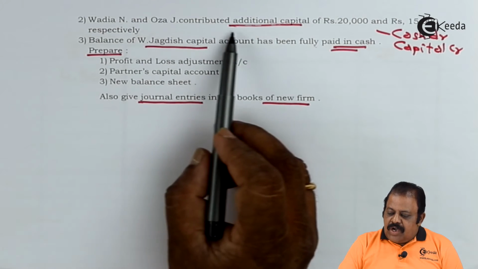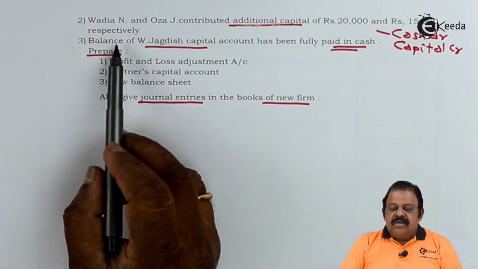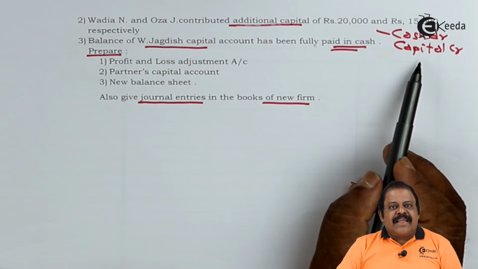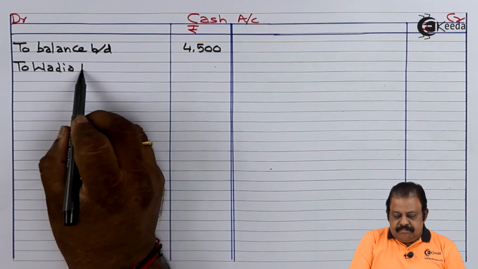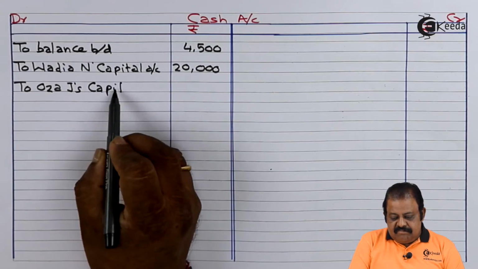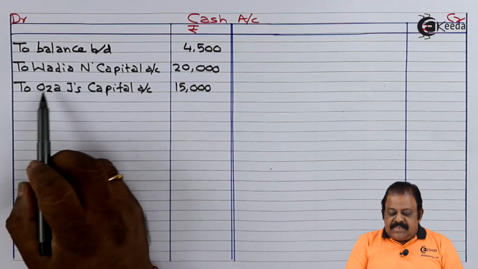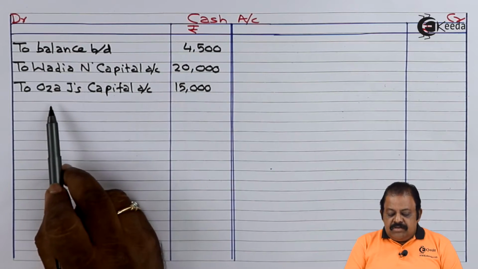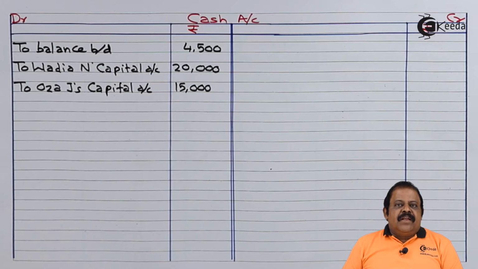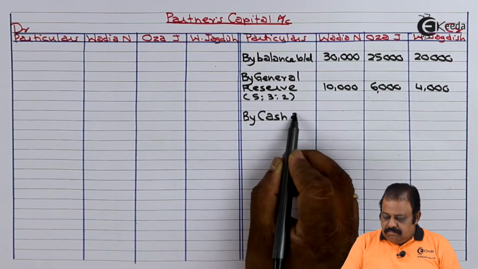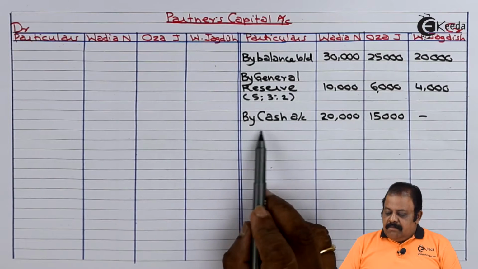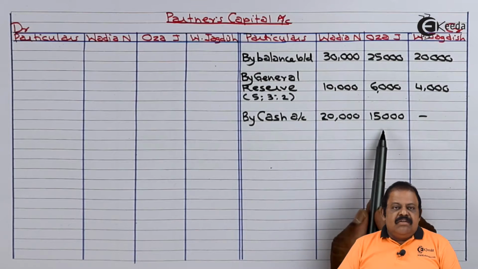Continue. Wadia and Oja contributed additional capital 20,000 and 15,000 respectively. Cash is received. It will be recorded to the debit of cash account and credit of partners capital account. Cash account debit side, to Wadia capital account 20,000, to Oja's capital account 15,000. This will have second effect, to the credit of partners capital account. Partners capital account credit side, by cash Wadia 20,000, Oja 15,000.